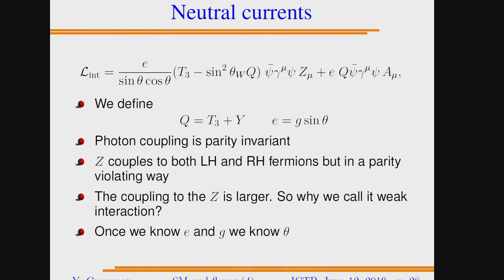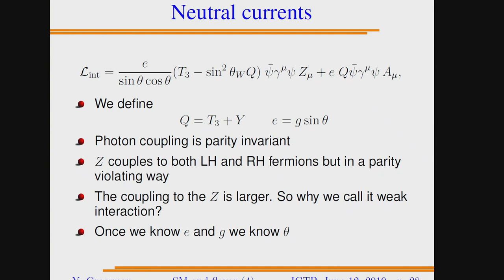Now let me ask you the following question. The coupling of the Z boson to fermions is proportional to e over sine theta cosine theta, you see up there. Well, the coupling of the photon is proportional to e. And therefore, the coupling that appears in the vertex of the Z is actually larger than the coupling that appears with the photon to the fermions. Okay? So if I look at the Feynman diagram, the Z coupling to a pair of fermions is stronger than the coupling of the photon to the pair of fermions. So why do we call it the weak interaction if the coupling is actually stronger than the coupling of electromagnetism? Why do we call it the weak interaction?